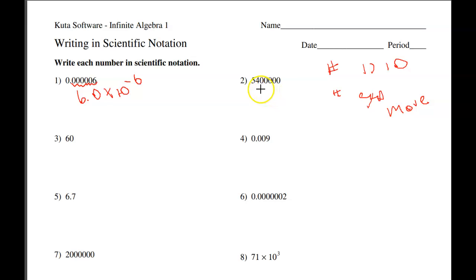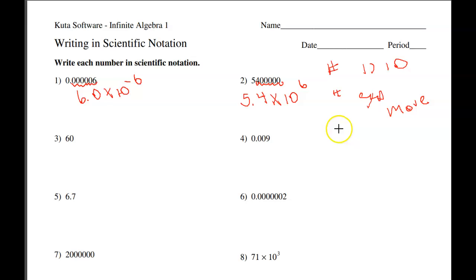Question number 2 then, how do I write this using scientific notation? I need it to be a number between 1 and 10. That number would be right there. So that would be 5.4. So that makes that a number between 1 and 10. And now I have to talk about how many places I moved the decimal point. Well, the decimal point is here right now. I moved it 1, 2, 3, 4, 5, 6 places, and that's a big number, so now we know that that exponent is a positive 6. So that's what we do.